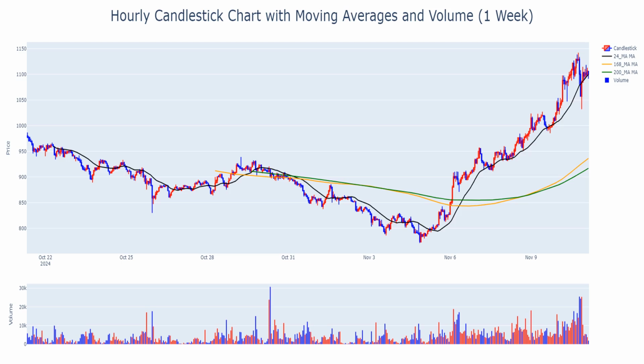AVAXTRY. Will the recent surge sustain or signal a decline? 60-minute candlestick chart, moving averages, volume analysis.